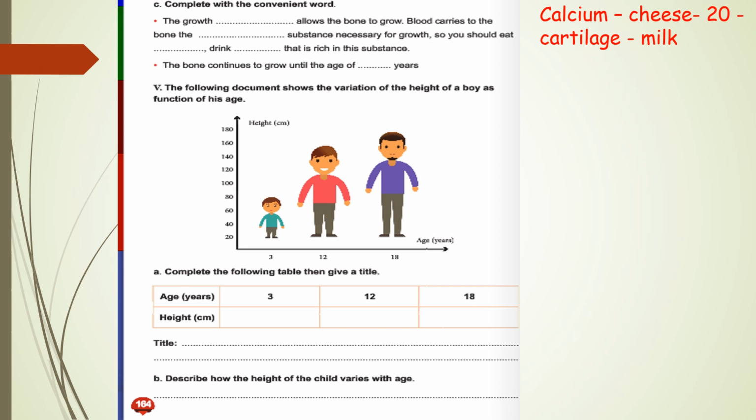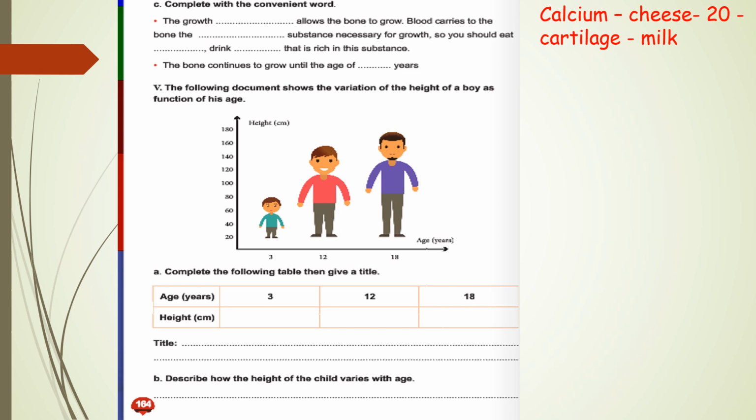Now, the following document shows the variation, the change of the height of a boy as function of his age. We have here a small child. We will check now how the height of this child will change as the age increases, becomes bigger. Complete the following table, then give a title. We have here this table. We have age in years. The age of the child was 3, then it becomes 12, then at the end it was 18. We'll continue the table by filling the height in centimeter for this child.